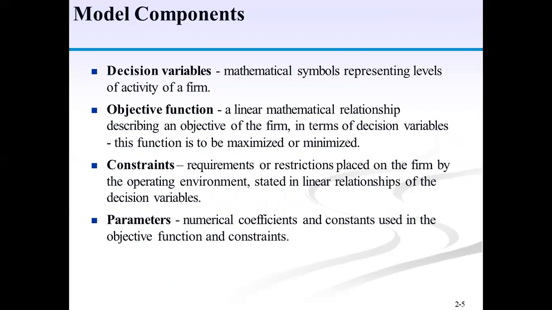Model components: decision variables, mathematical symbols that represent the level of activity of a firm. Objective function, a linear mathematical relationship describing an objective of the firm in terms of the decision variables. This function is to be maximized or minimized. Constraints are requirements or restrictions placed by the firm or the operating environment, stated in linear relationships of the decision variables. Parameters are numerical coefficients and constants used in the objective function and the constraints. So these are the model components used in a linear programming problem.